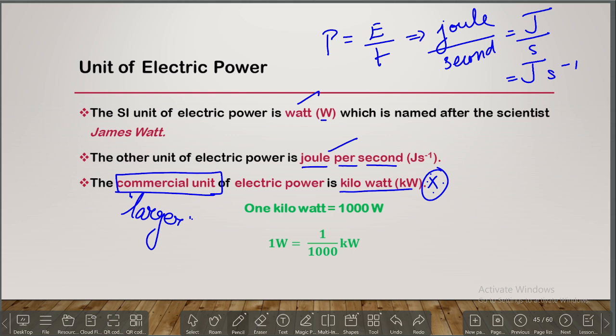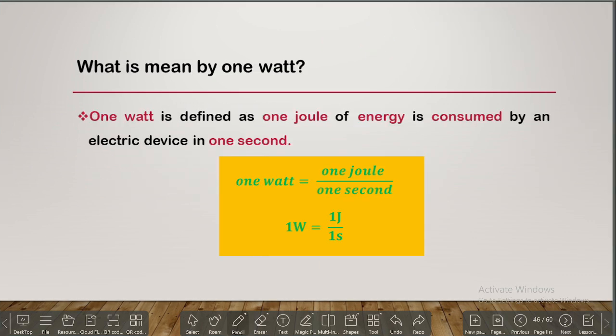The unit of electric power is watt and the commercial unit of electric power is kilowatt, and 1 kilowatt is equal to 1000 watt. That means 1 kW is equal to 1000 watt. If you want to find 1 watt, how can we rearrange it? 1 watt is equal to 1 by 1000 kilowatt.